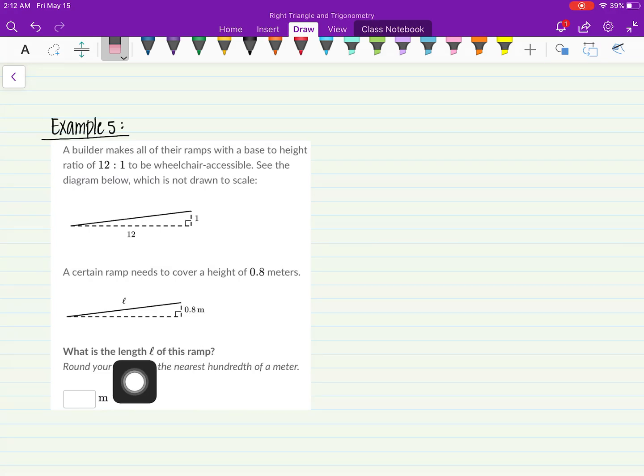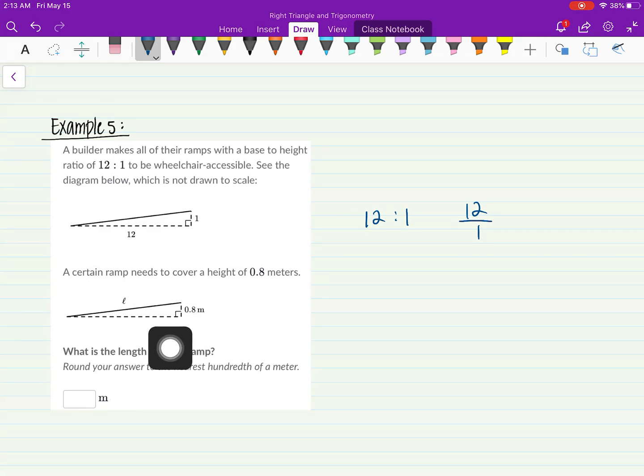So the height in this case is 8 meters, and they're asking us to find the length, which is L. They're asking us to find this side here. But if you take a look, we're also missing our base. Now, we do know that the ramp has a ratio of 12:1, which means that this is going to be 12. 12:1 could be expressed as 12/1.